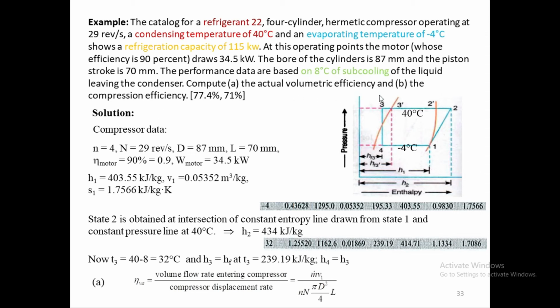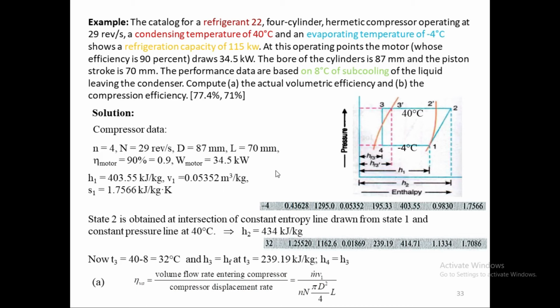Compute A, the actual volumetric efficiency, and B, the compression efficiency. So actual and isentropic efficiency, that's what we need to calculate. The compressor data: N is 4, the number of cylinders, 4 cylinders. N is the rotation per second or revolutions per second, which is 29. D is the diameter of the cylinder, which is 87 millimeter bore, and stroke is 70 millimeter. So eta motor is given as 90% or 0.9.